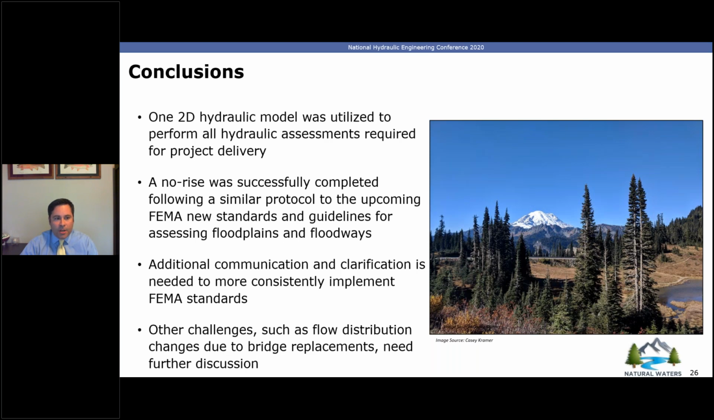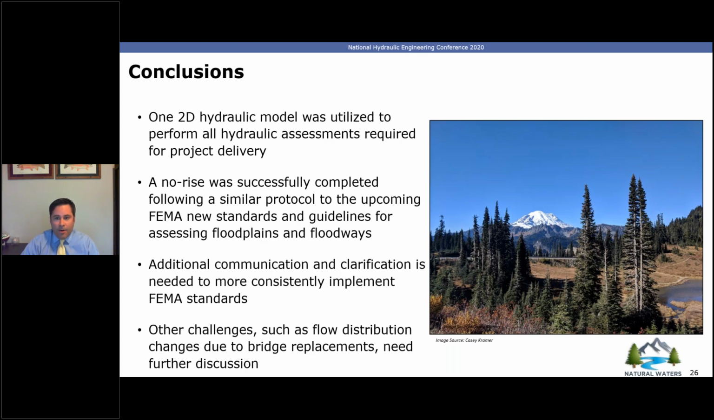Again, in conclusion, a no-rise for this project was successfully completed, following a similar protocol to the upcoming FEMA new standards and guidelines for assessing floodplains and floodways. Please note, this was performed prior to that being out for public review. So there may be minor modifications needed to follow the FEMA protocol, but it's pretty much in line with those.